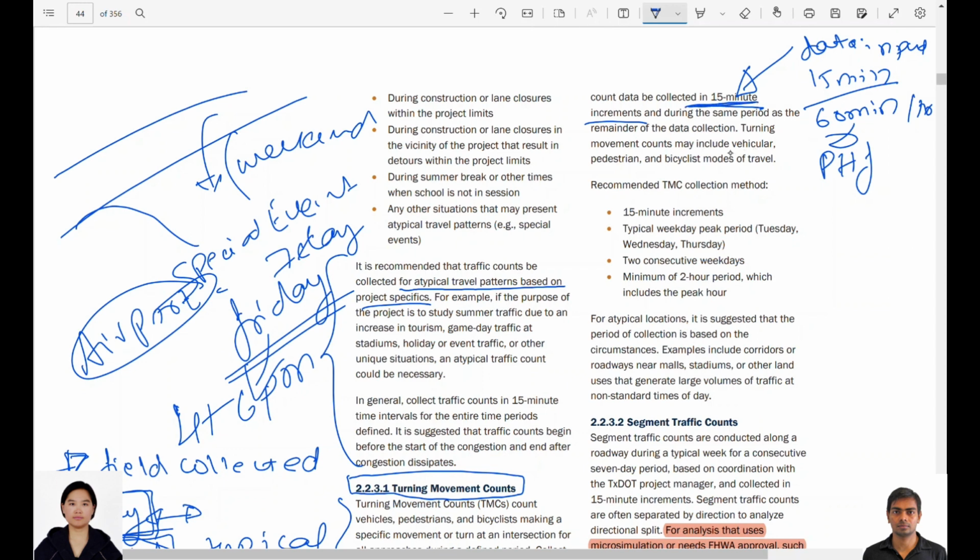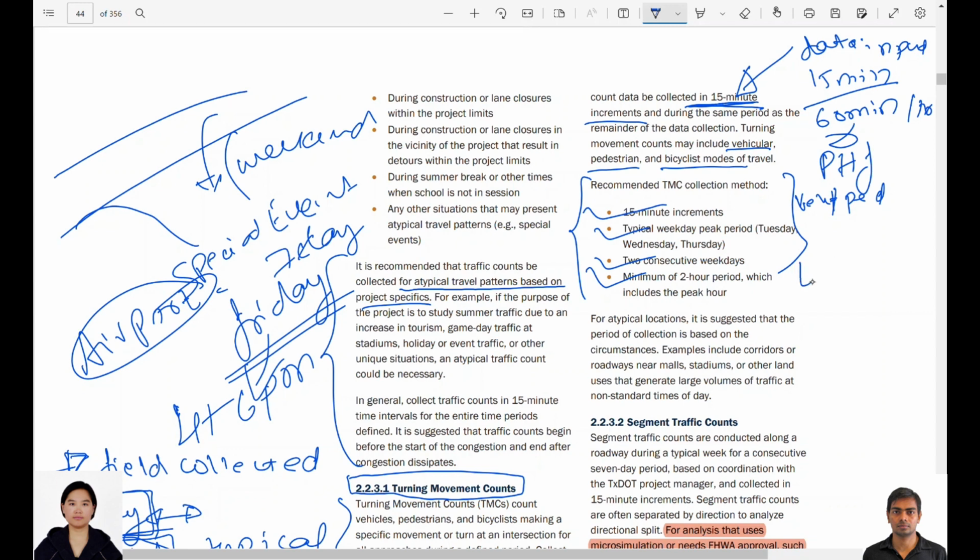Turning movement count may include vehicular, pedestrian, bicyclist. So whenever we collect data, we have the vehicle data plus pedestrian data. Recommended TMC methods are 15-minute increment, typical weekday, 2 consecutive days, minimum of 2-hour period, which includes the peak hour. So these are some typical recommendations on when to set up the counts.